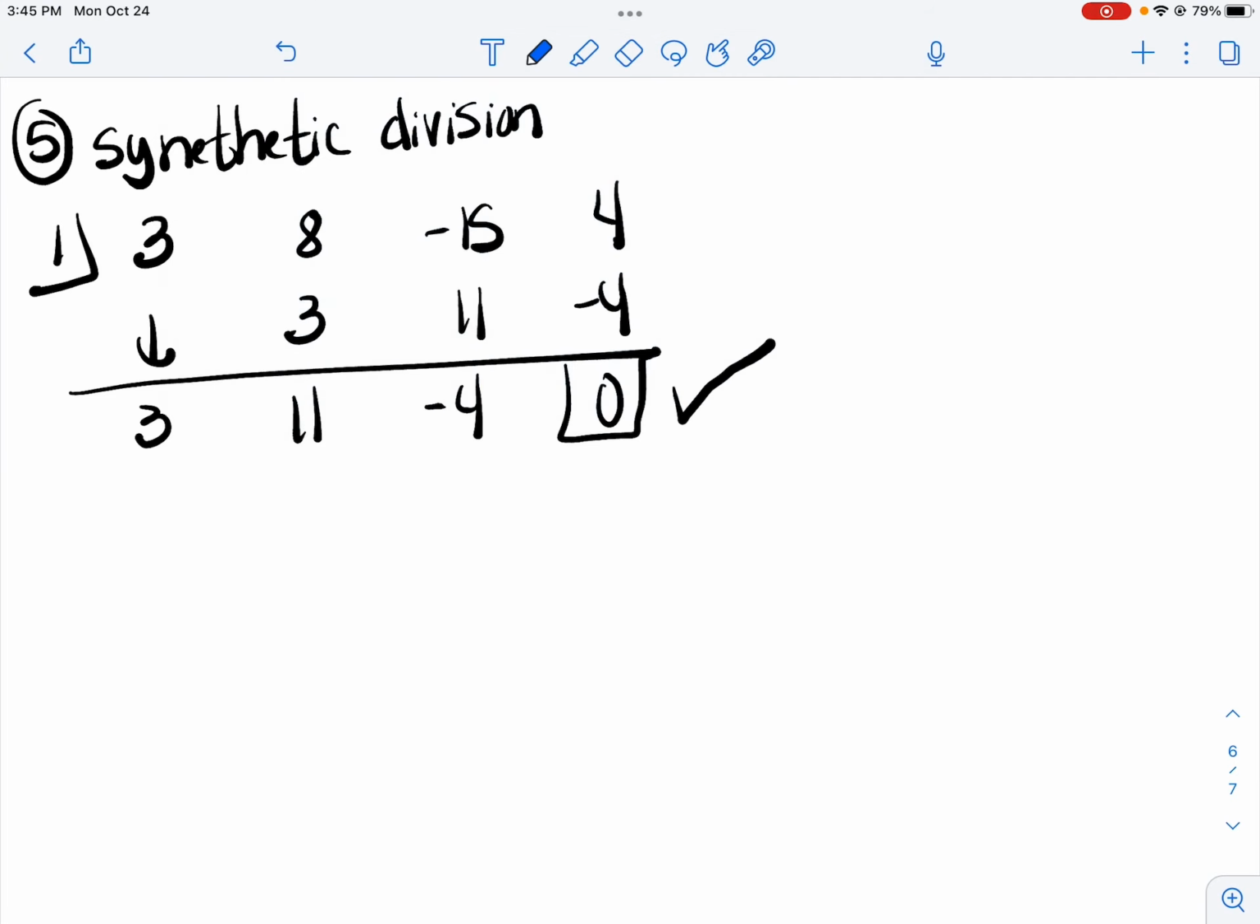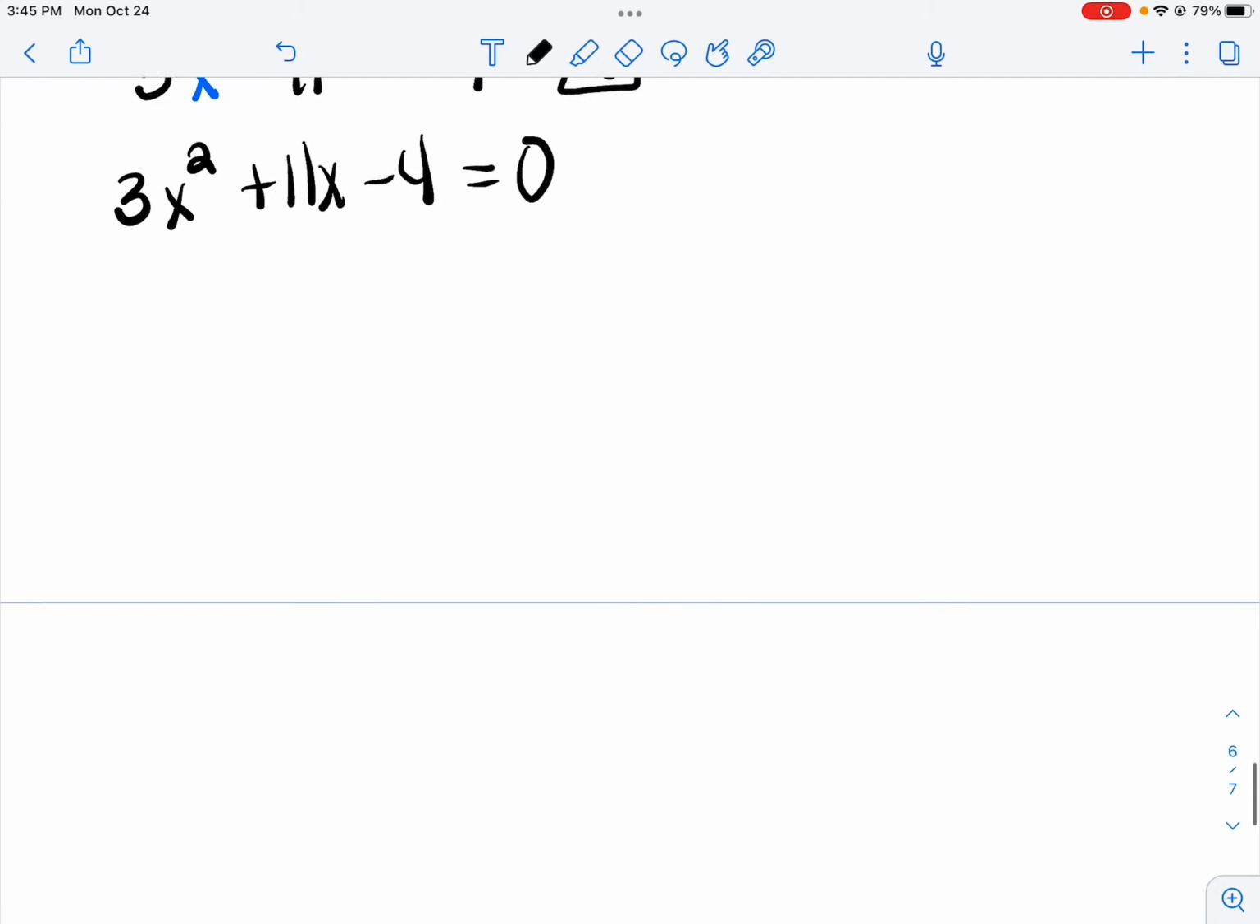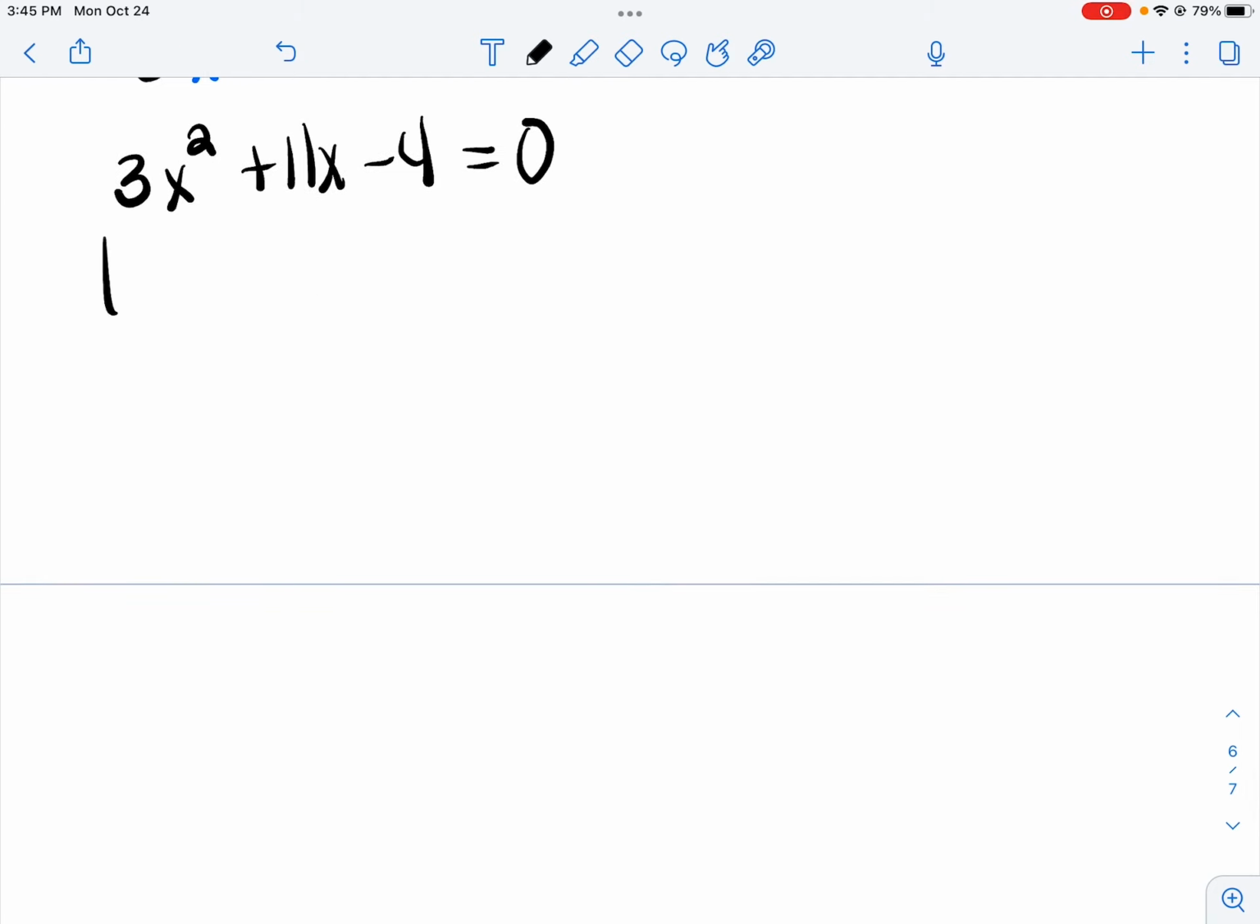My original power was an x cubed. So that means when I use synthetic division once, that power is an x squared. That power decreases by 1. So I have 3x squared plus 11x minus 4. And I'm trying to find the zeros, so I'm going to set that equal to 0.